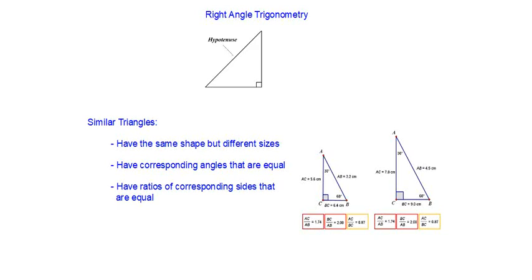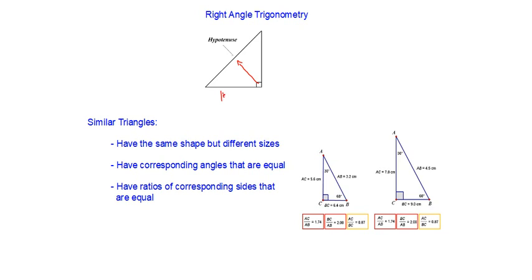When we label a right angle triangle, we're always looking for the hypotenuse. The hypotenuse is always at the opposite end of the triangle from the right angle. So here's the right angle, we go across to the opposite side, and that gives us the hypotenuse. The other two sides are often called legs.